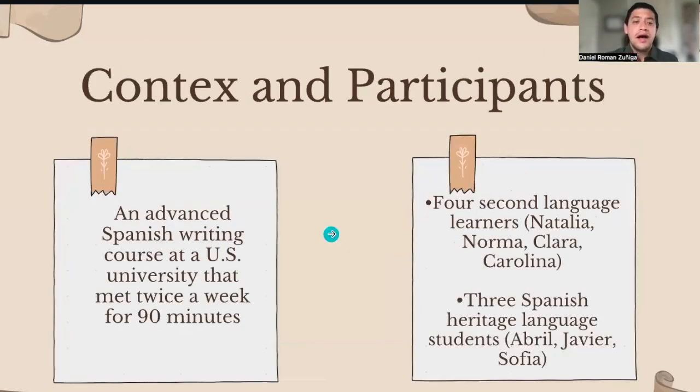This study was conducted in an advanced Spanish writing course in a Southwest university in the US that met twice a week for 90 minutes. There were 7 participants for this study. 4 of them were second language learners: Natalia, Norma, Clara, and Carolina, and 3 of them were Spanish heritage learners: Abril, Javier, and Sofia.